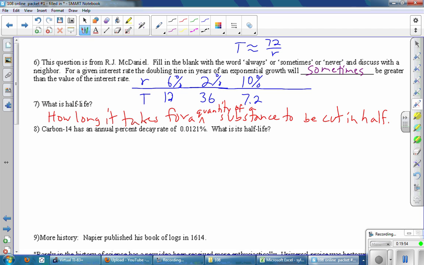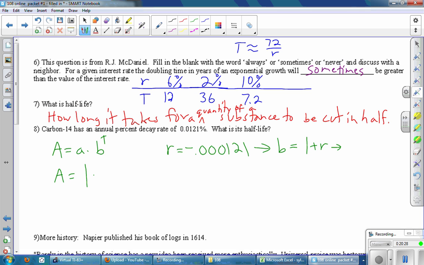So let's find the half-life here. It says that there's an annual percent decay rate. Okay, so we'll use our A times B to the t. In this case, it doesn't really matter what A is. I'll just call it 1. Imagine we have one stuff of carbon-14, and the percent decay rate is 0.0121%. So that means that the r is 0.000121 as a decimal, and it's a decay, so it's really negative. And we know that the b is always one more than the r. So that means that the b is 1 plus that number right there.